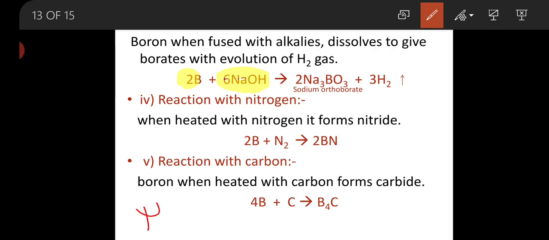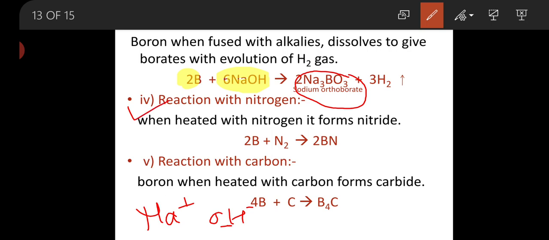NaOH splits in the form of Na plus ion and OH minus ion. Out of which Na plus is not reactive with boron, because boron is also a solid and Na is a solid metal and electropositive ion, so it cannot be formed. But the hydroxide, boron on combining with sodium, forms a simple compound, sodium orthoborate.